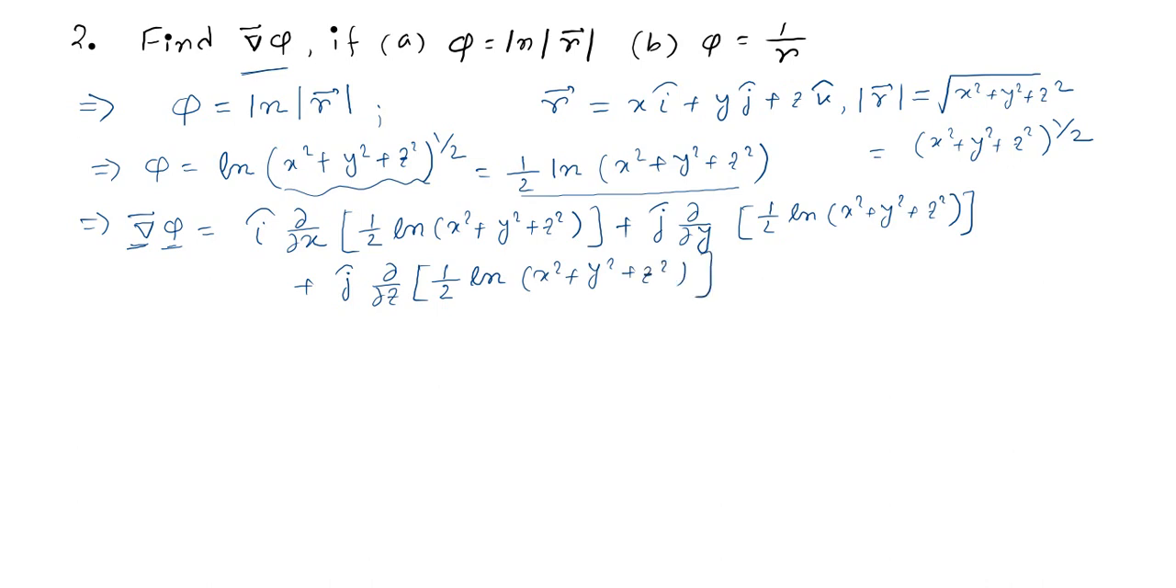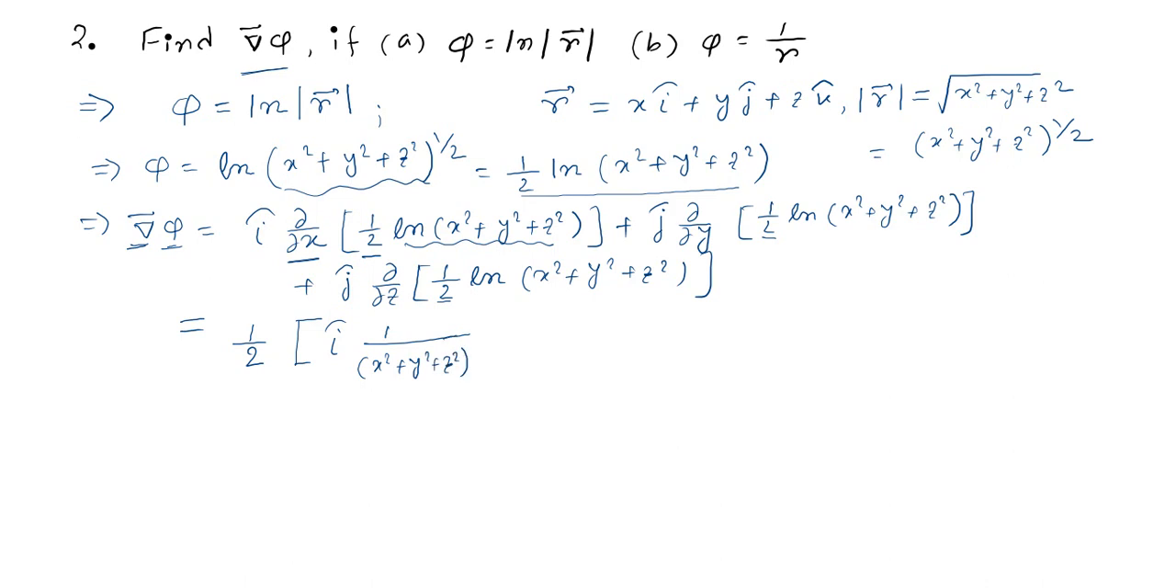Now it is very simple, only the partial differentiation. So we can take this half here as a common factor. So it gives you I cap. Del del x will only operate on the whole term. d/dx of log x is 1 by x. So it gives you 1 by x square plus y square plus z square. So simple differentiation with respect to x.